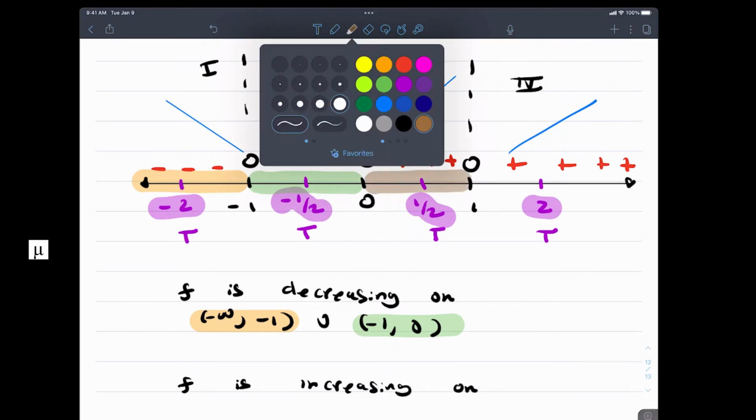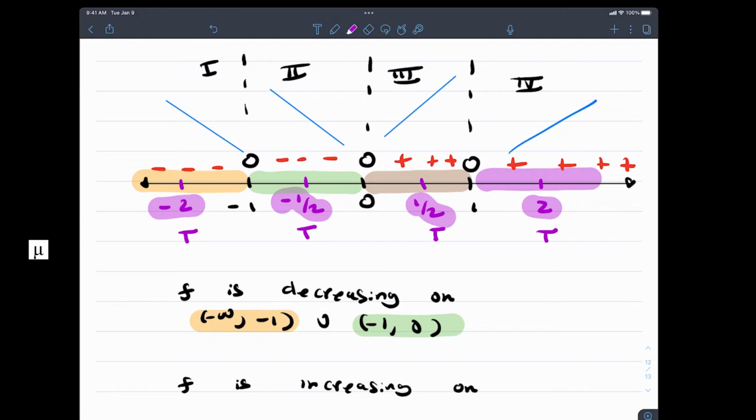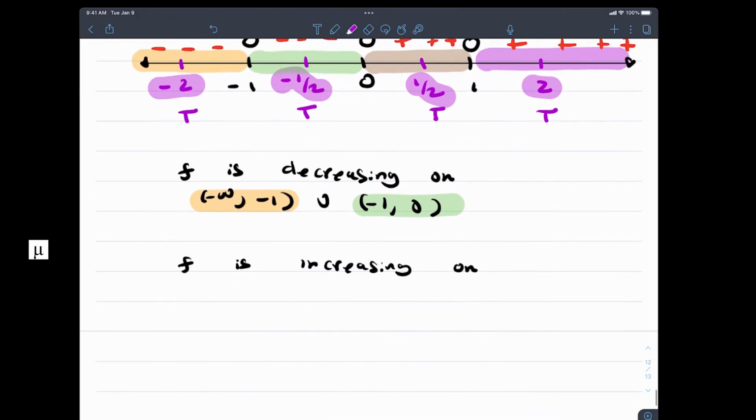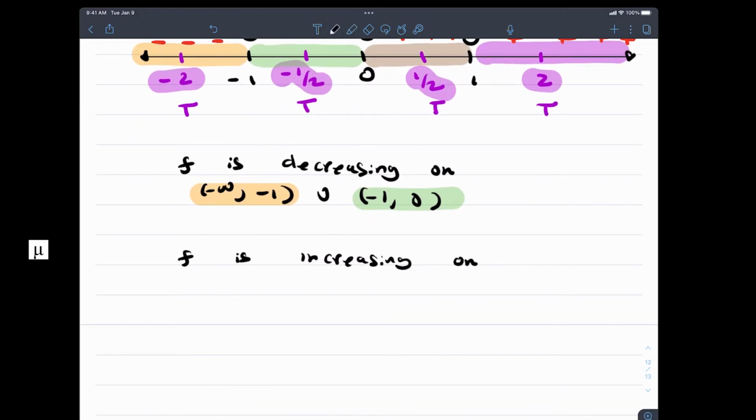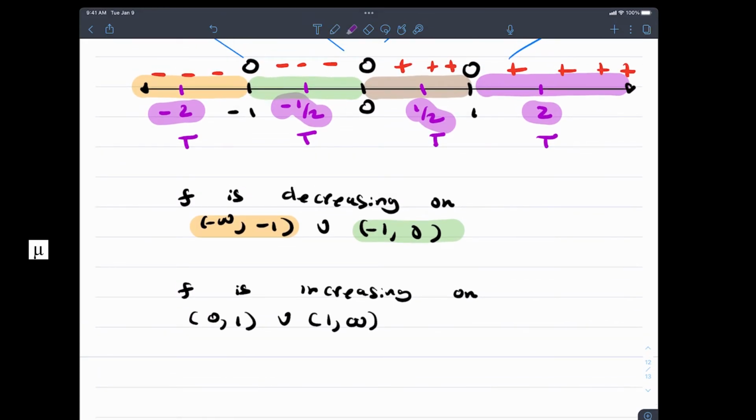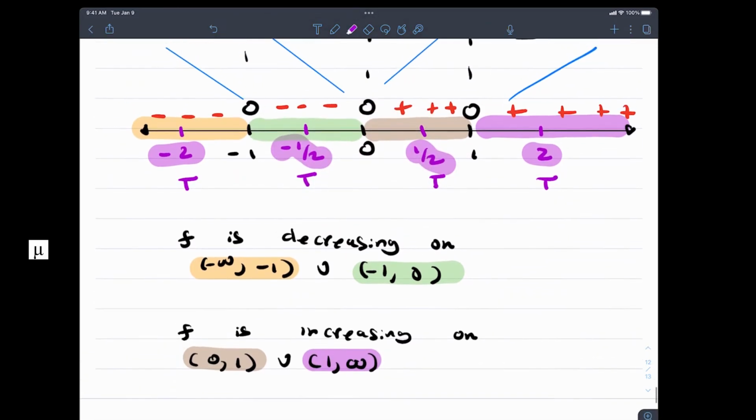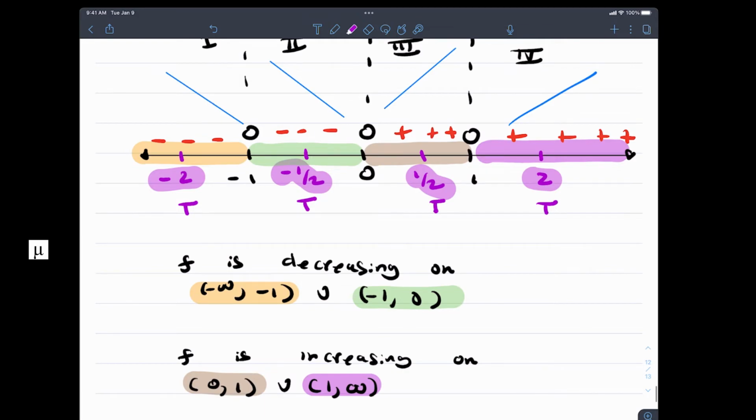Positive with what? Positive. So over here, what are you going to have? 0 to 1, union 1 to infinity. Increasing. Okay, you guys okay with that?